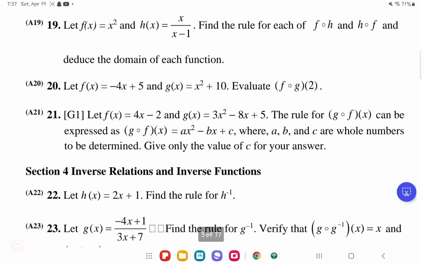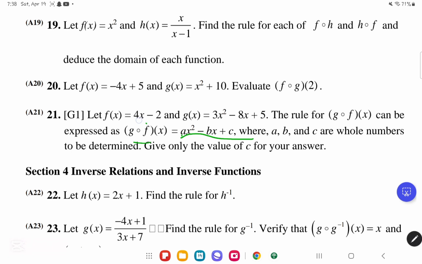So anyways, let us go with the first grid that we find in section 1.3. We have grid 1, which is 21. Let f(x) be equal to 4x minus 2, and g(x) is equal to 3x squared minus 8x plus 5. The rule for g round f(x) can be expressed as g round f equals ax squared minus bx plus c, where a, b, and c are whole numbers to be determined. Give only the value of c as your answer.